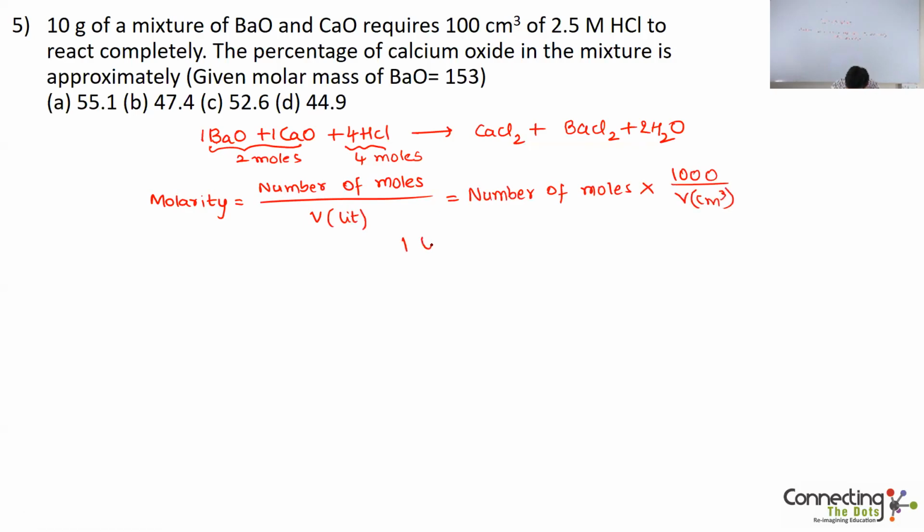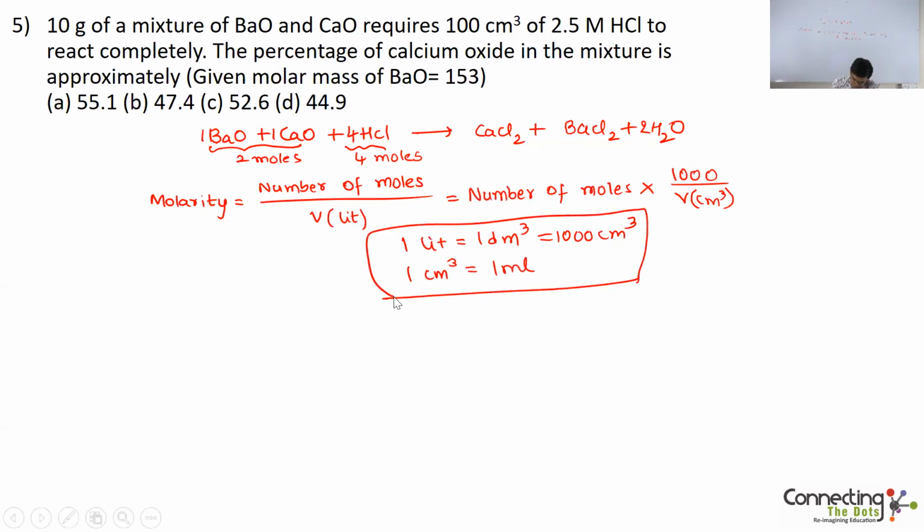We know 1 liter is nothing but 1 dm³, which is nothing but equivalent to 1000 cm³, and 1 cm³ is always equal to 1 ml. So these are some of the conversions which we have to remember. Now let us try to answer this question.